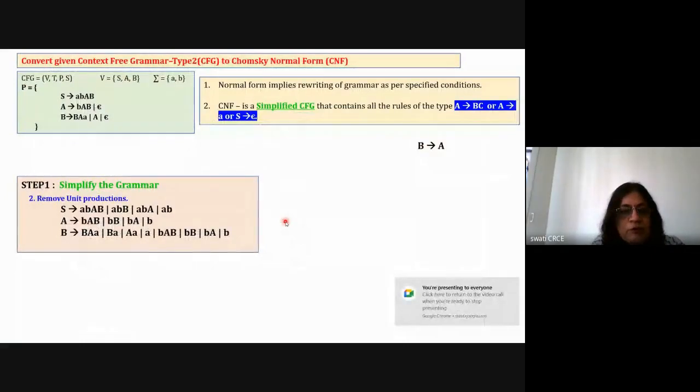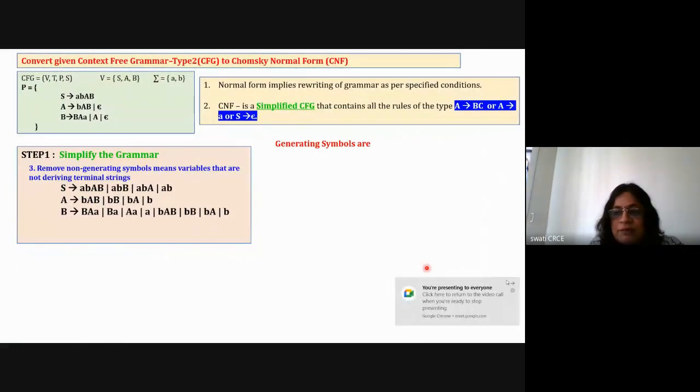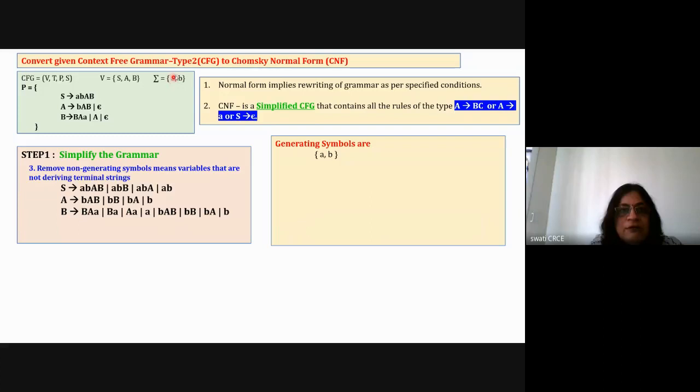So the next step is removal of non-generating symbols. I'm just identifying first what the generating symbols are. The output of the previous step is taken as input and written down here. Now I'm assuming that the generating symbols are small a and b. So the small a and b from T are the generating symbols. Now I have to check whether S is going to generate anything which is there in the generating set. I have the rule S is equal to AB. Because of this rule, I can say that A and B are generating symbols and S generates AB. So S is also a generating symbol.